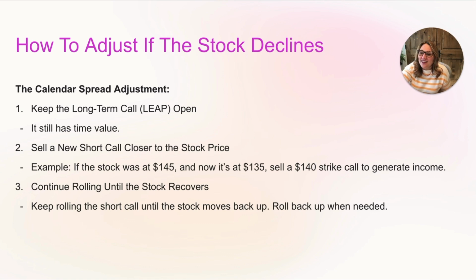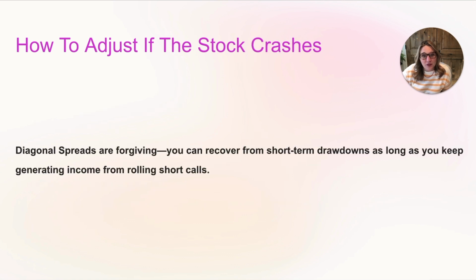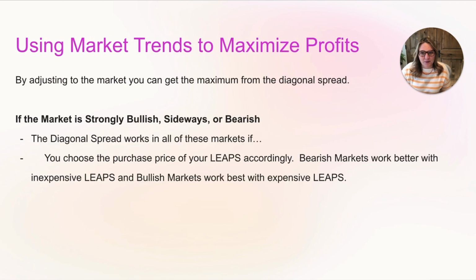The only thing that's going to stop you from rolling down is if the collateral gets too much in your account and you no longer have collateral. That's really the only thing that's going to stop you here. Again, I can't drive home this enough: diagonal spreads are forgiving, and you can recover from short-term or even long-term drawdowns as long as you keep generating income from rolling the short calls, or waiting till expiration on the short call and then selling a new one on a Monday.